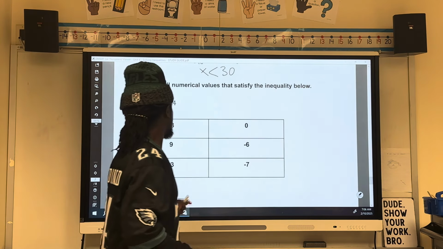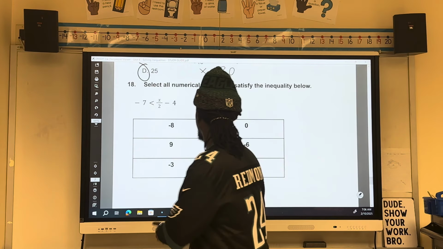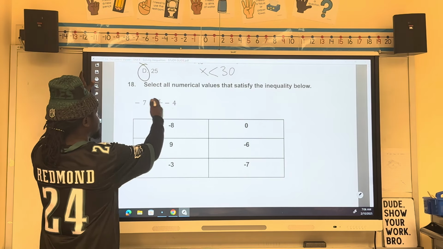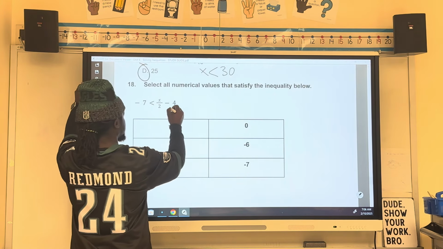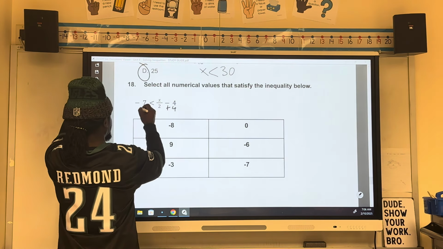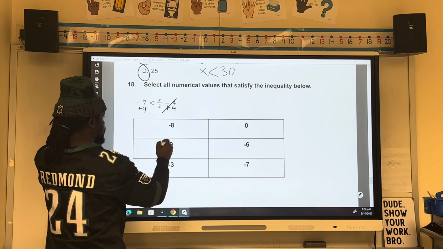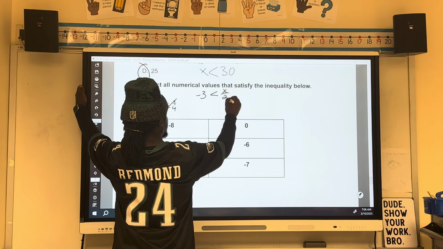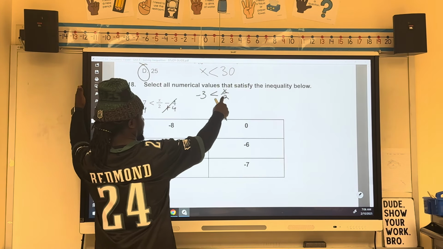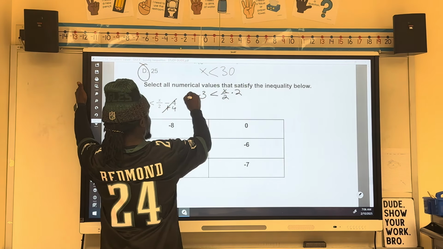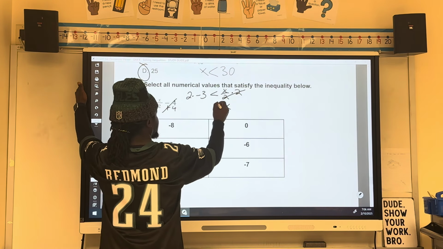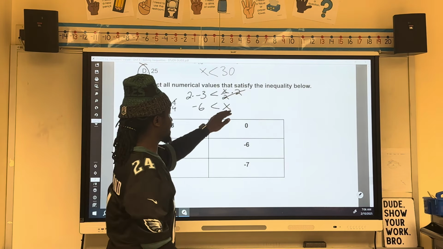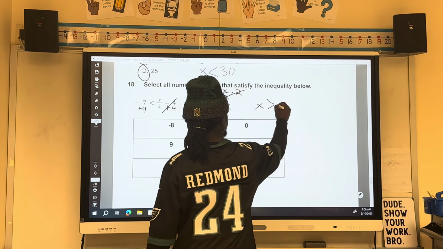Okay, same thing here. You could just plug in each of the values and figure it out, but this one's relatively easy to solve, so I'm just going to solve it. Get rid of the plus 4, so plus 4, plus 4, the 4s cancel. So we got negative 3 less than x divided by 2. To get rid of the divide by 2, we multiply by 2 on both sides. The 2s cancel. We got negative 6 is less than x, or also x is greater than negative 6.